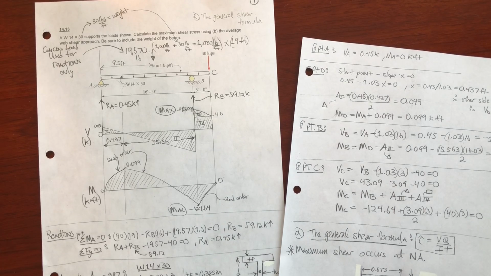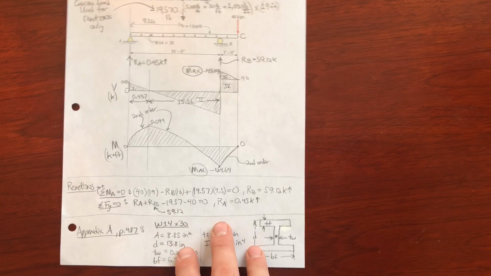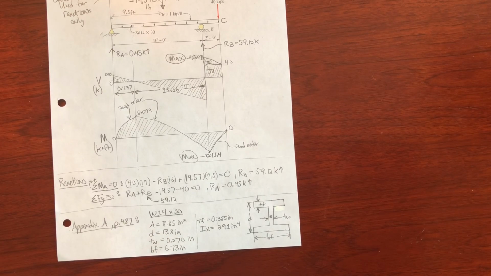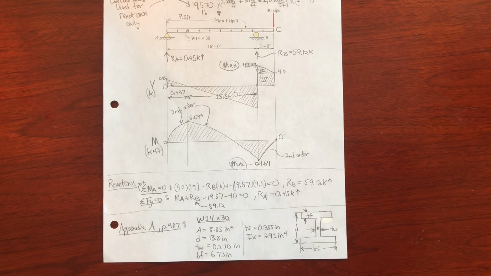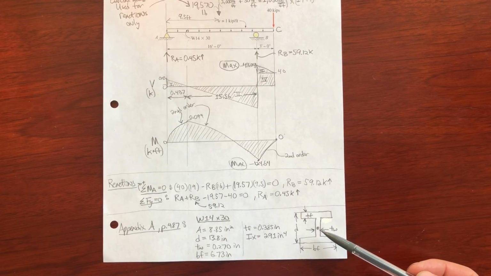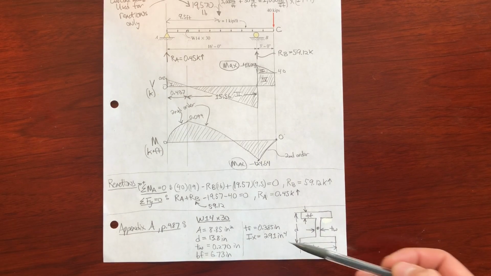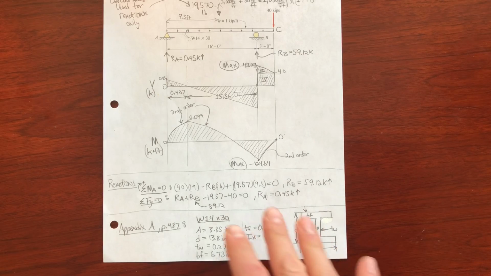To date, we've done, I think, 18 shear moment diagrams, and this is nothing that you haven't seen before. The beam is W14 by 30, and you can look in Appendix A on page 487, and you can see all the dimensions that I pull off of there to do the problem: the area, the depth of the beam, the width of the flange, the width of the web, the thickness of the flange, and then the moment of inertia with respect to the horizontal axis. Okay, so we're going to use all that.